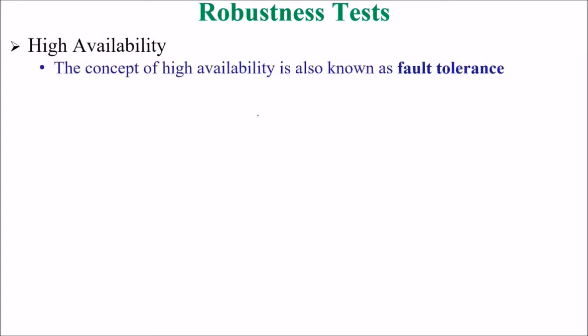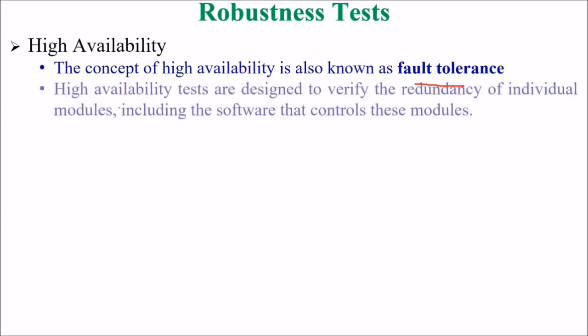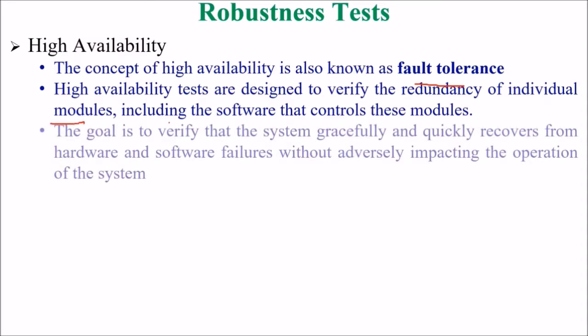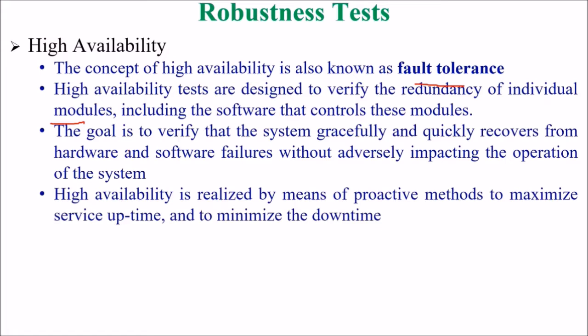The concept of high availability is also known as the fault tolerance. High availability tests are designed to verify the redundancy of individual modules, including the software that control these modules. The idea is to verify that the system gracefully and quickly recovers, comes back, from the hardware or software failure without adversely affecting or impacting the operation of the system. High availability is realized by means of proactive methods to maximize the service uptime and also to minimize the downtime.